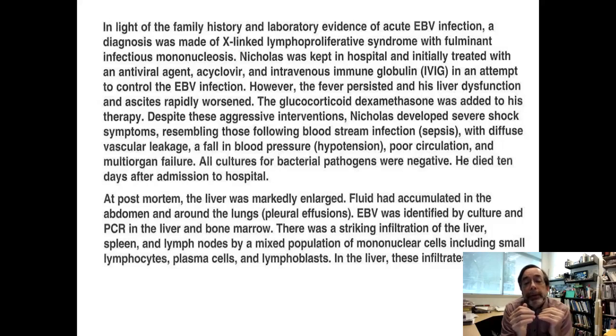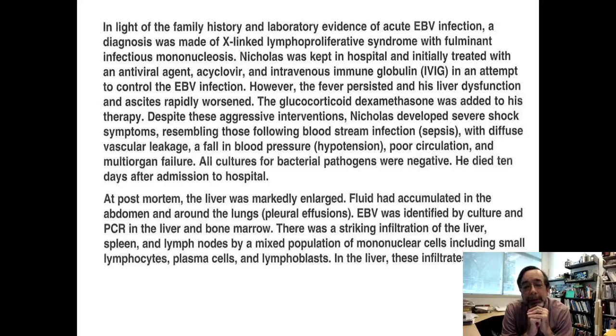Despite all the interventions, he developed severe shock syndromes. They resemble sepsis. When you have a persistent infection, sepsis is related to shock. It's the body eating holes in itself. Diffuse vascular leakage, a fall in blood pressure, hypotension, poor circulation, and multi-organ failure.